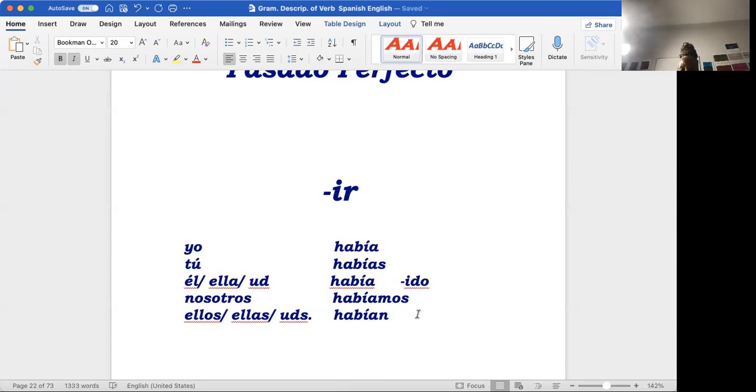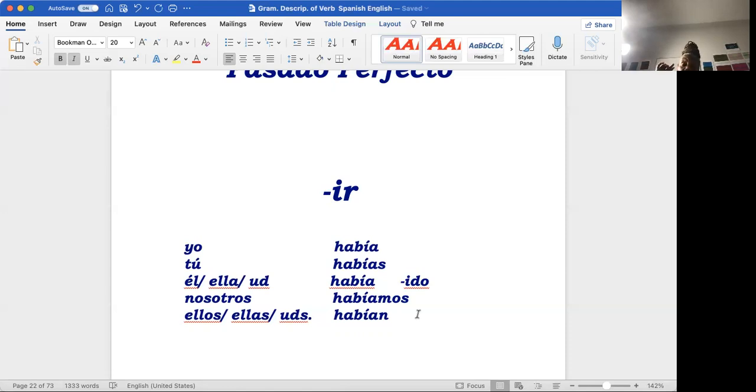Now the have part, the perfect part, is the verb haber, H-A-B-E-R. You have to be very careful. All right. Then you have to conjugate that verb. The yo form, había, the tú form, habías, the él, ella, usted, había, nosotros, habíamos, ellos, ellas, ustedes, habían.